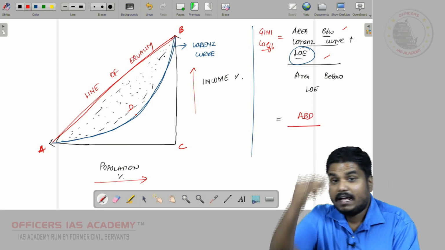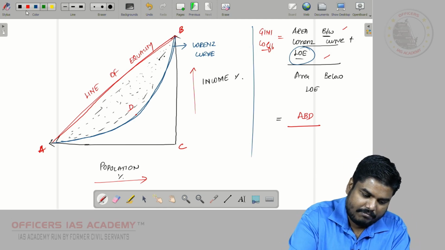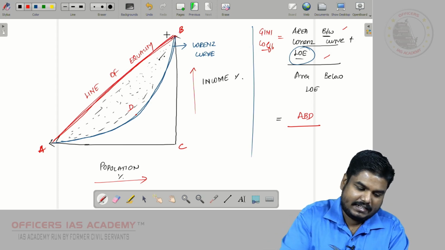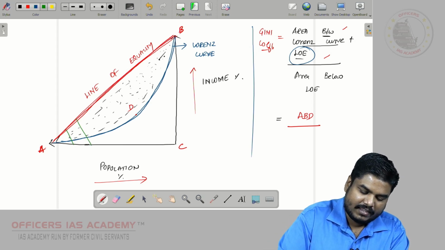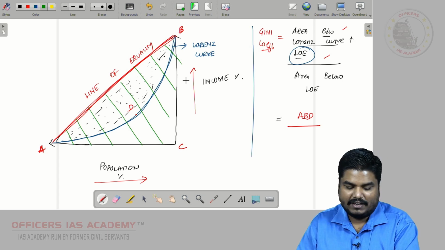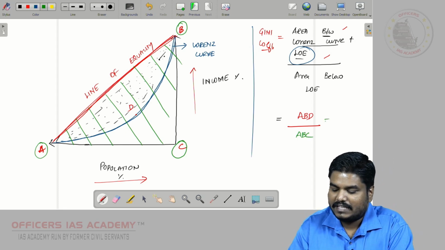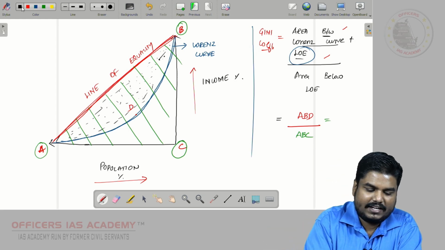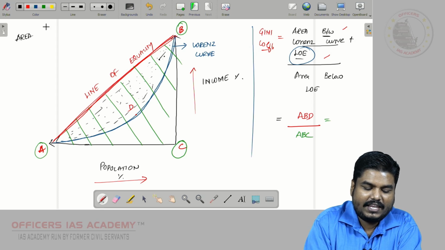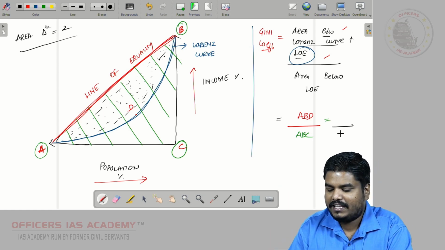This is divided by the area below the line of equality. Which is the area below the line of equality? Below this red part, the entire triangle is the area below the line of equality, that is A, B as well as C. So it is going to be ABC, right. Let us assume the area of the entire triangle is 2. Just imagine it is 2. So ABC, the entire area, is 2.